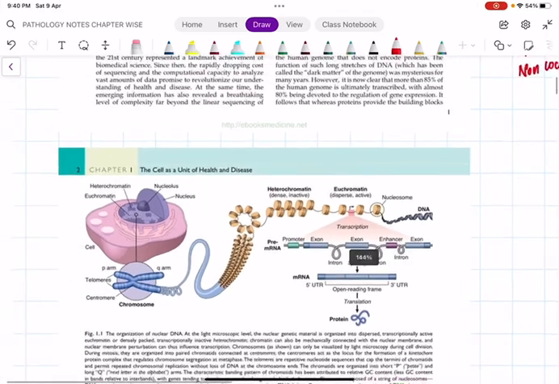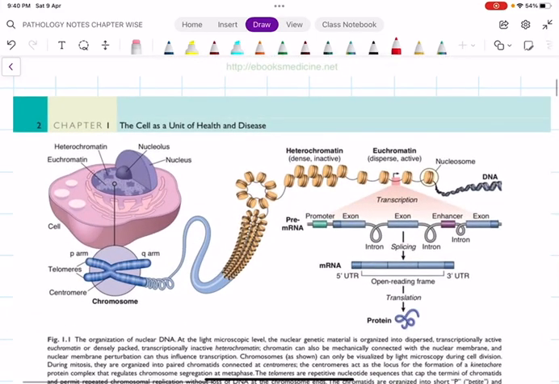You can see these pictures. You are already very familiar with these pictures from your previous classes. This is the cell. You have the nucleus and nucleolus. You have two types of chromatin, heterochromatin and euchromatin. Remember, heterochromatin is dense, inactive chromatin, whereas euchromatin is sparse, very scattered, as you can see in the picture.